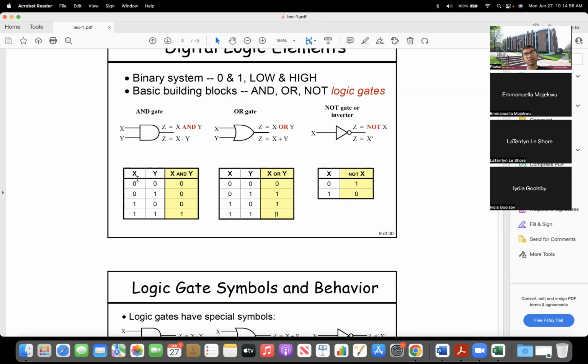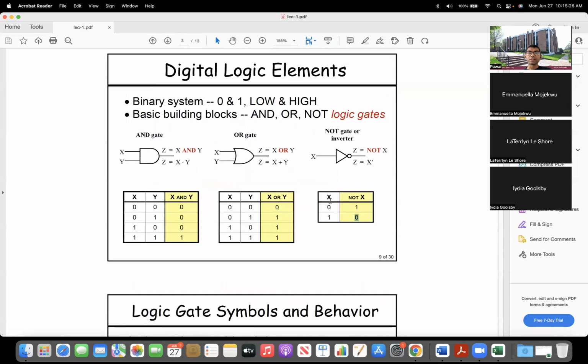Yeah. Okay. So if you see an AND gate, you multiply. If you see an OR gate, you add, right? And the last one is the NOT gate. In the NOT gate, you just take the opposite, right? So if X is 0, the NOT of X would be 1. If X is 1, the NOT of X would be 0. So you just take the opposite value of your X variable, right? So that's it. So these are logic gates.